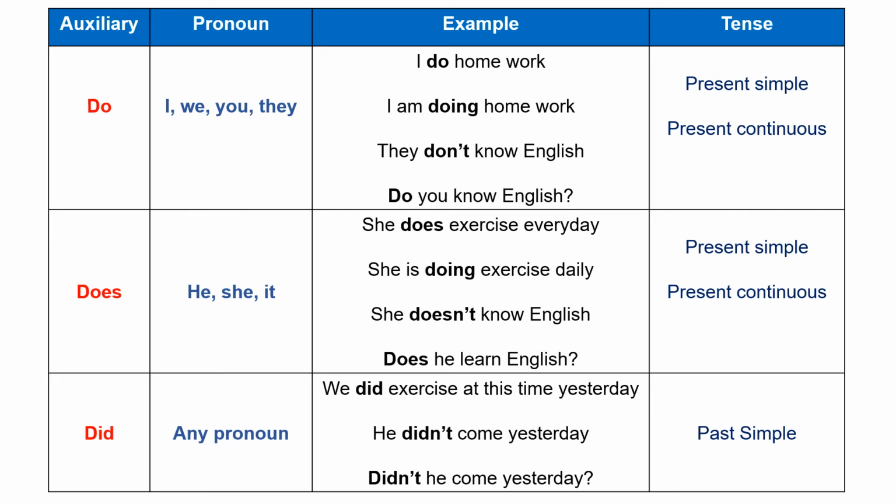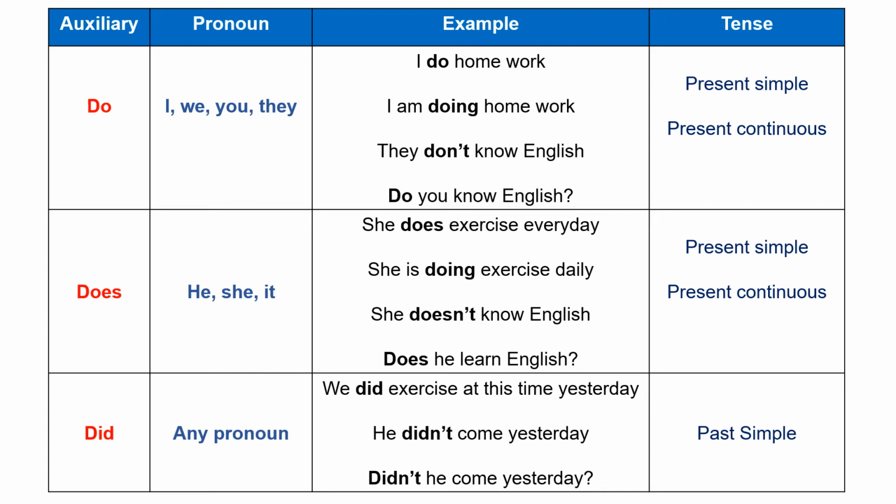Next auxiliary verb, did. Did is used with any pronoun or noun. It is used in past simple tense. Example: we did exercise at this time yesterday. In this sentence, did is the main verb.